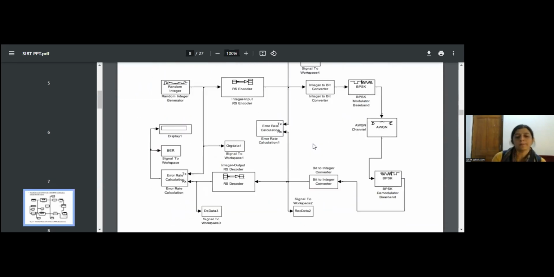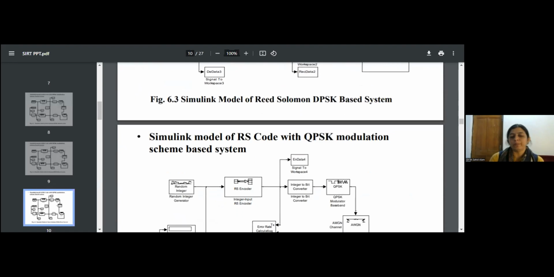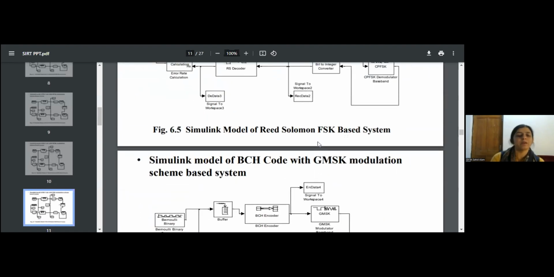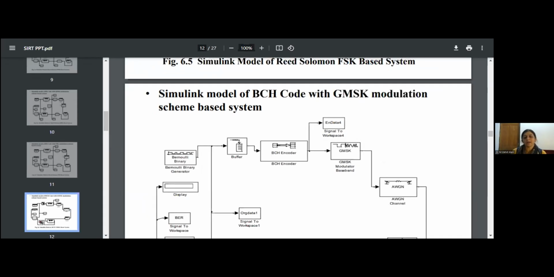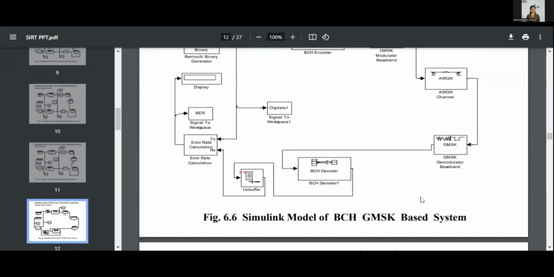Likewise, if you see the BCH with GMSK, some in-between slides I am leaving just due to shortage of time. When you see the BCH with GMSK, here BCH is binary, it works over binary. That's why a binary stream is generated with the help of a generator, and directly a BCH encoder is used because it's a binary encoder, and after that GMSK and everything is nearly the same.